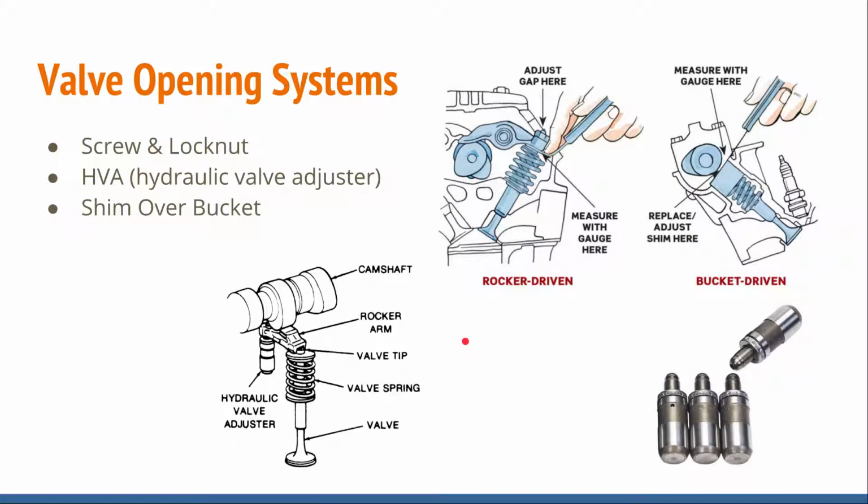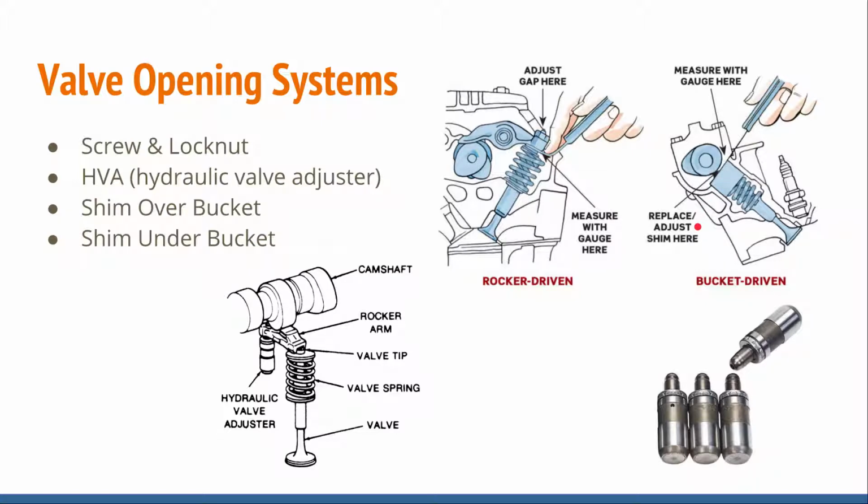Shim over bucket is the next one we're going to talk about. Shim over bucket and shim under bucket are also adjustments for when we talk about valve adjustments. So you can see here, replace, adjust, shim here. So this is going to be a shim over bucket. And just as you can imagine, a shim under bucket sits on the inside of this bucket here. The bucket's just a hollow piece of metal.